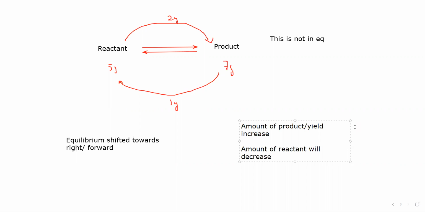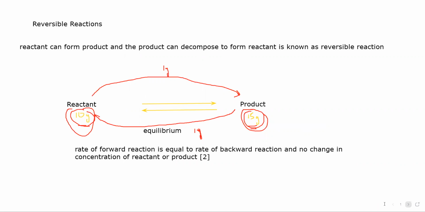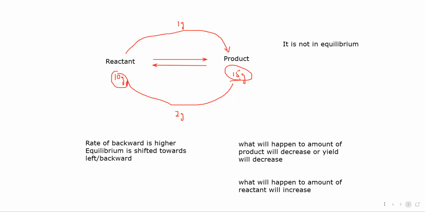Look, actually what happened, so these are the three conditions. You may have equilibrium. Equilibrium might shift toward the left hand side, or equilibrium might shift towards the right hand side.